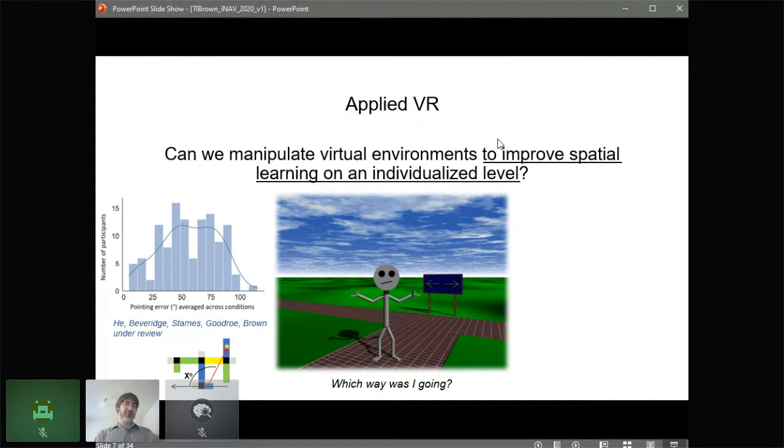And one thing that's important if you take this applied angle is that any learning benefits you might get from manipulating virtual environments, you want them to transfer to naturalistic versions of the environment, or perhaps even the real-world variant of the environment that you're simulating. So you're going to see this pop up in the experiments that I tell you about today, and note that that is a feature of what we find.